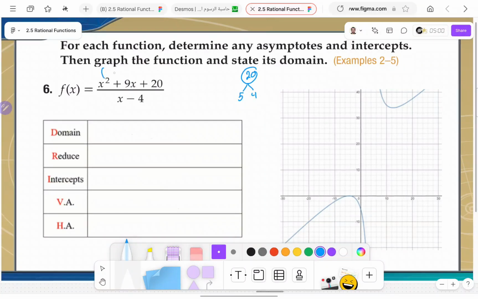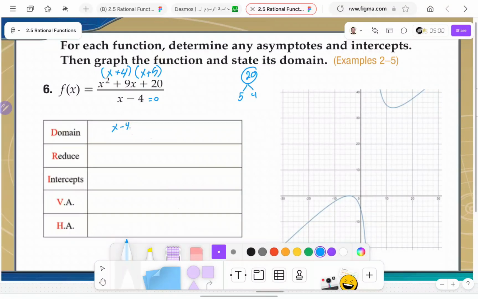So the numerator, it's easier if we take it as x plus 4 and x plus 5. So I think this is easier for us. Now let's find the domain. For the domain, we take the denominator equals 0. So x minus 4 equals 0.